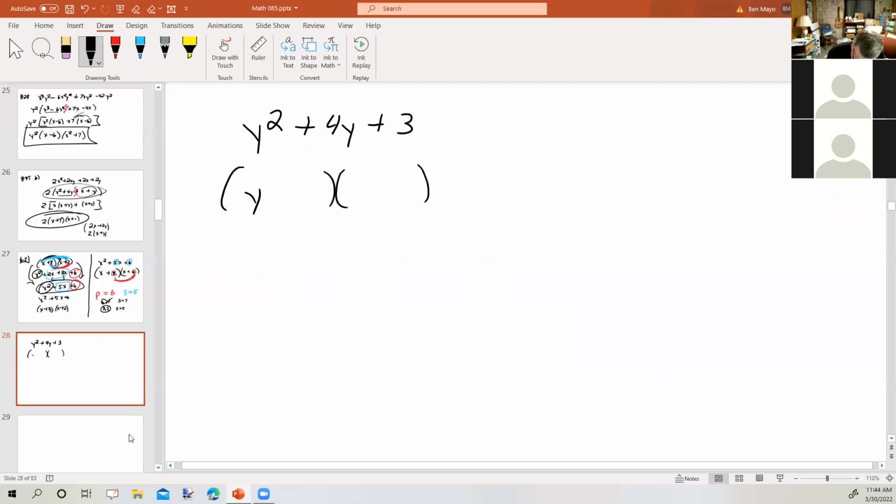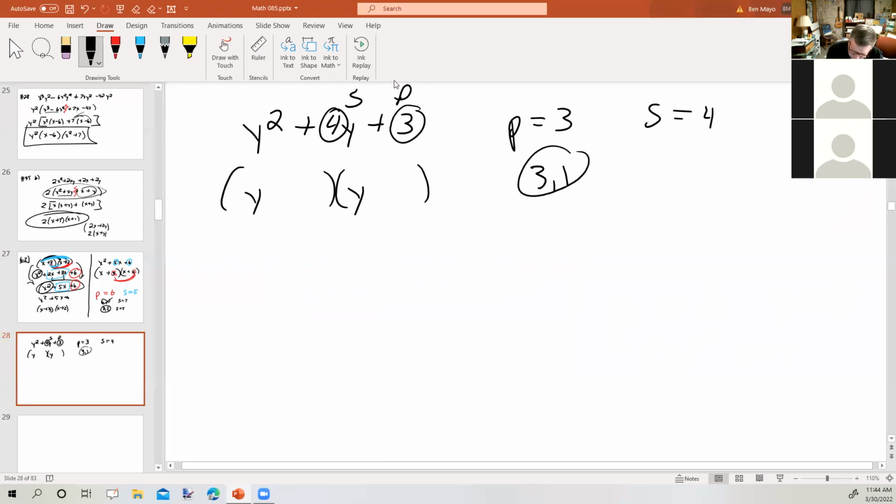So we know that we're going to split the y's up, one in each factor, okay? Then we're looking for a pair of numbers whose product is 3 and whose sum is 4. Product, sum. Let's see, what times what is 3? Well, 3 times 1, that's pretty much it. But what is 3 plus 1? It's 4. So there's our two numbers, and there is the factorization.